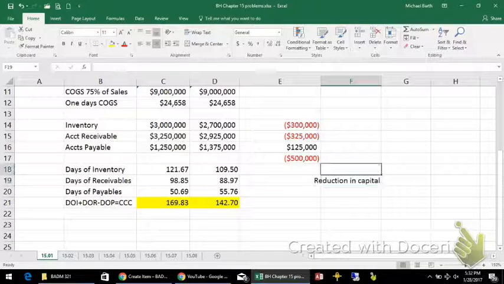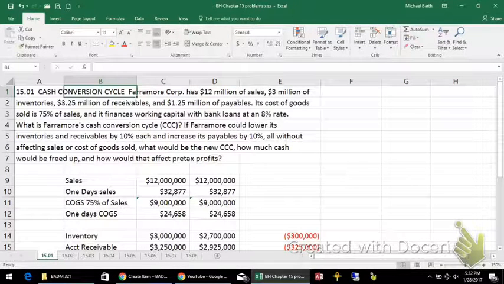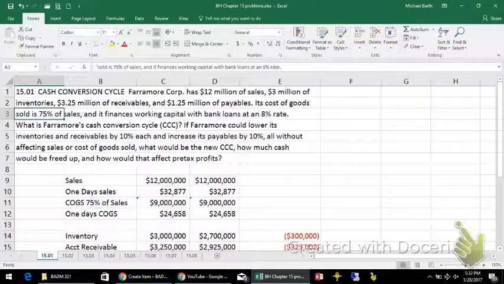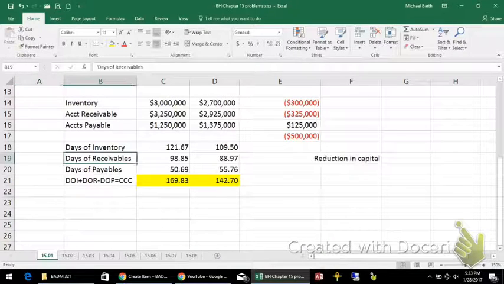Now, it's given in the problem that this firm pays for its net working capital using a bank loan. It's not really realistic, but that's okay. We're just in this college world. It finances working capital with bank loans at an 8% rate. Okay, we'll go with that.